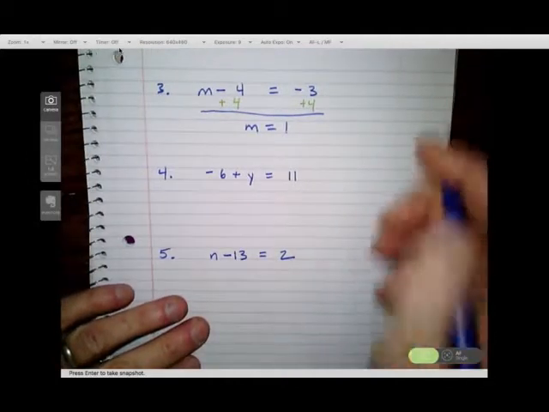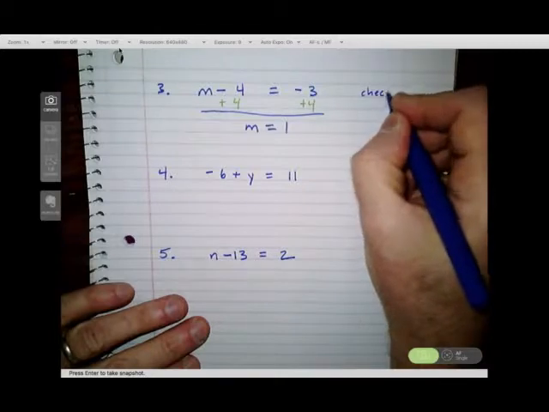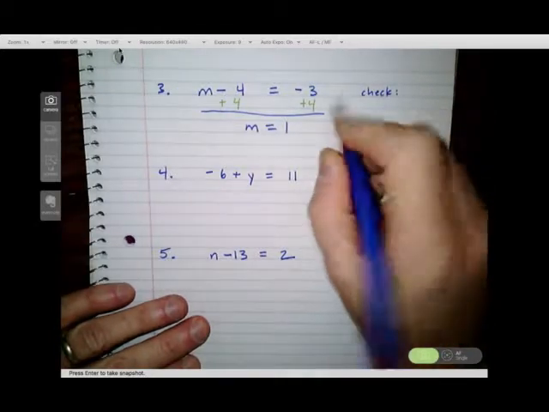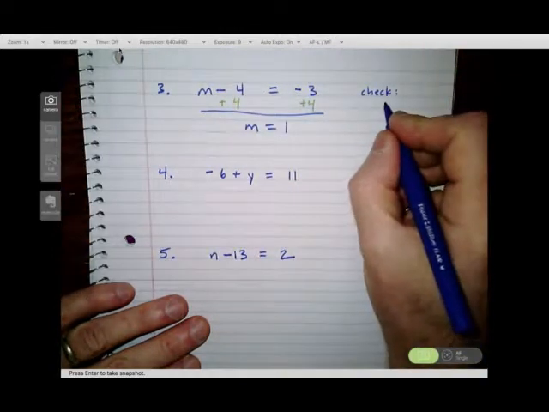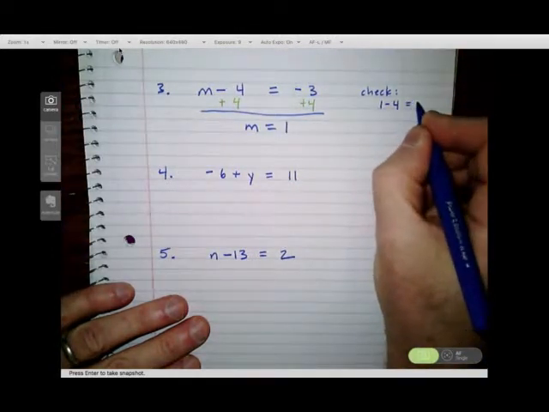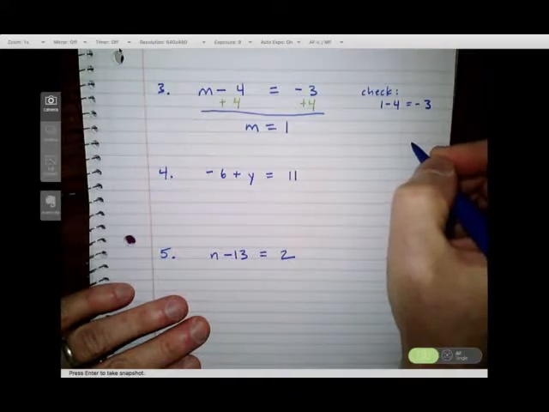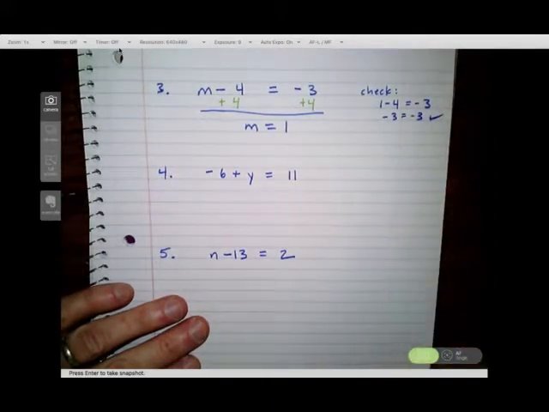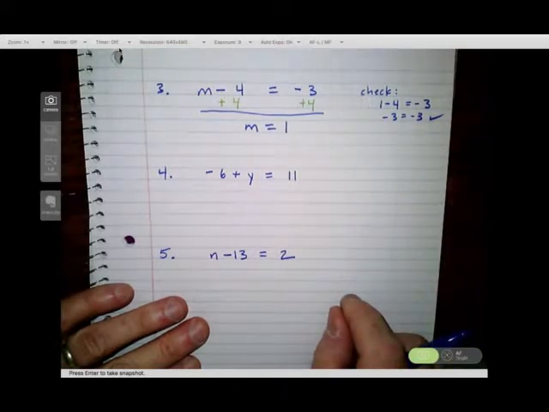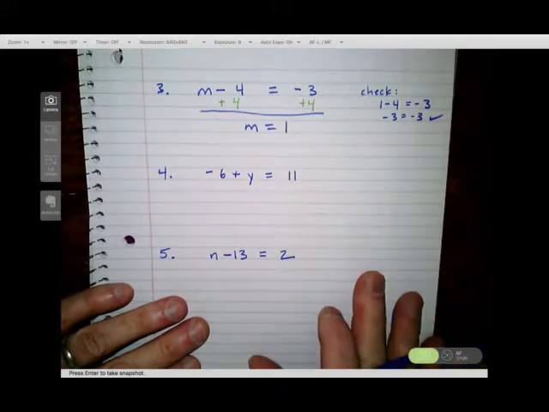Okay, let me write out the check over here. So again, 1 goes in for m in the original equation. So is 1 take away 4 equal to negative 3? Well, 1 take away 4 is indeed negative 3, so it checks. Okay? So learning how to do checks is super important.